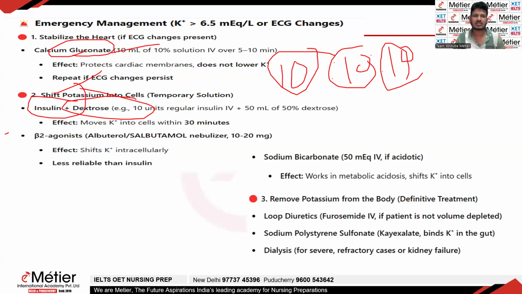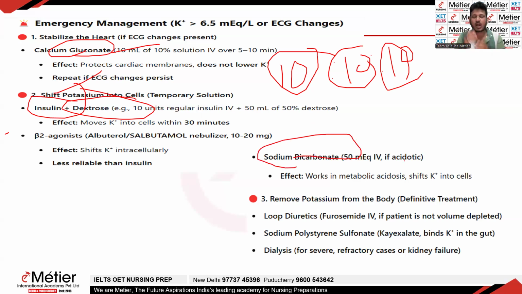The third management is beta agonist. That is nothing but salbutamol nebulization. So we can give the salbutamol nebulization, but this is not as effective as insulin. Insulin and dextrose is more effective when compared to salbutamol, but as first line in a normal ward setup, if the potassium level is a little high, we can go with the salbutamol. But in critical care areas like this, severe hyperkalemia, we should not take the risk. We should not give salbutamol nebulization. Instead, we have to go with what? Insulin. The next one is sodium bicarbonate administration.